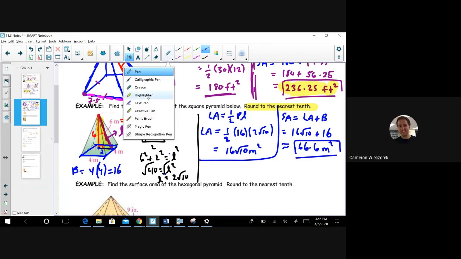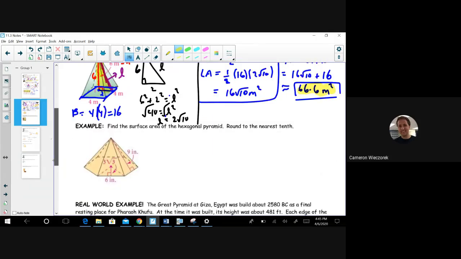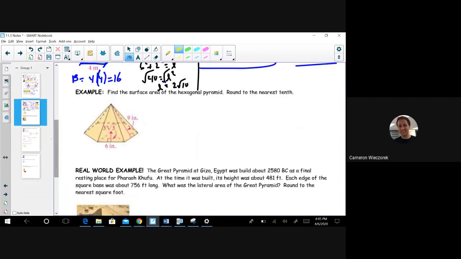Okay. So let's get a couple examples of a square pyramid. I want to do one that has a hexagon as the base. Works the same way, but it's nice to look at ones that don't have a square base. So we're going to look at one that's a hexagonal pyramid, and we're still going to round to the nearest 10th.